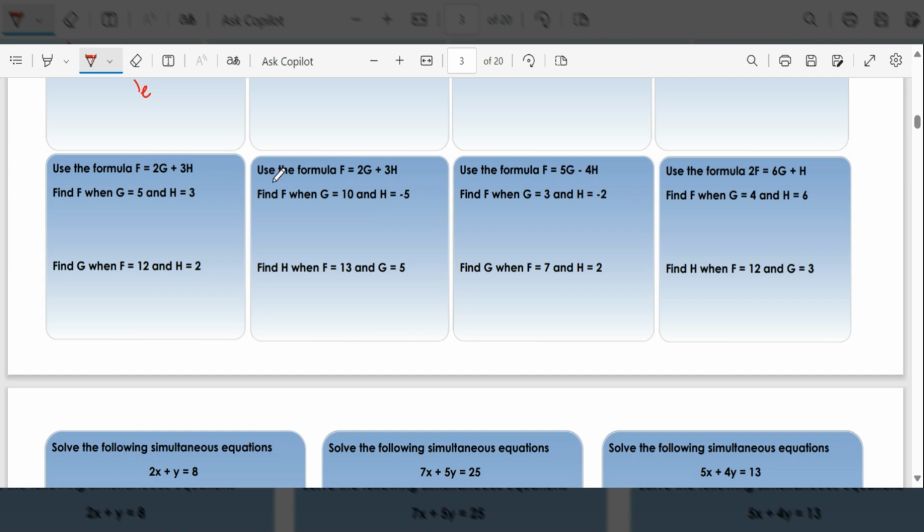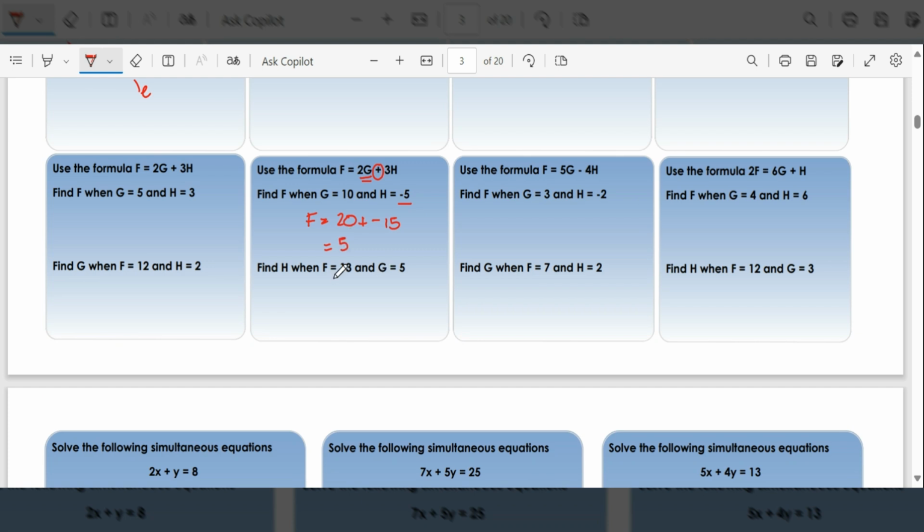Okay, let's do one with a minus. So find f when g is 10, so 2 g's are 20, and h is minus 5, so 3 minus 5s are minus 15. Even though there is a plus in the middle, effectively, because 3h is minus 15, you're adding on minus 15, so you are just taking it away, okay?